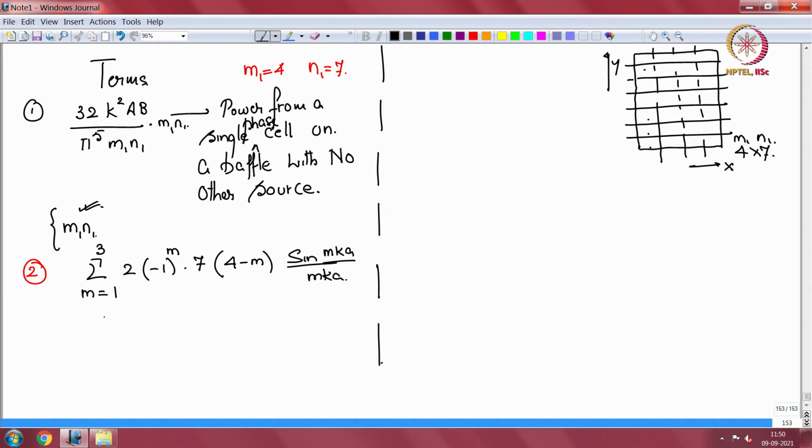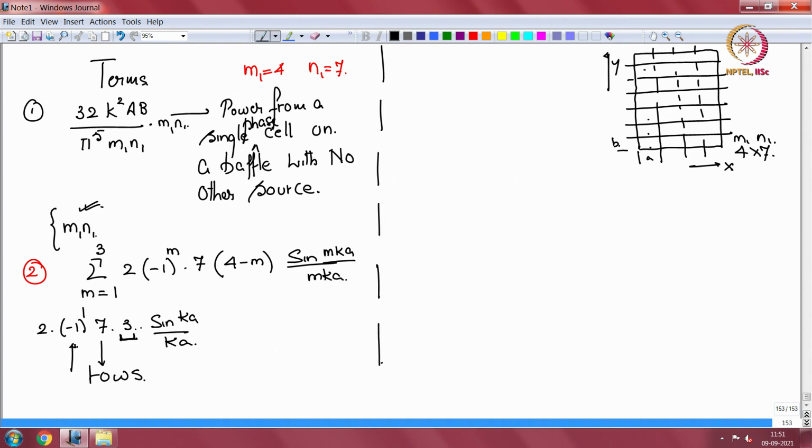Okay, so now let us see, if I open this term out, I get for m equal to 1, twice into minus 1 to the power 1, 7, 4 minus 1, 3, and sine Ka by Ka. This distance is A, this short distance is B. So I get a negative value, I get 7 of these representing 7 rows, and I get 3 of something.